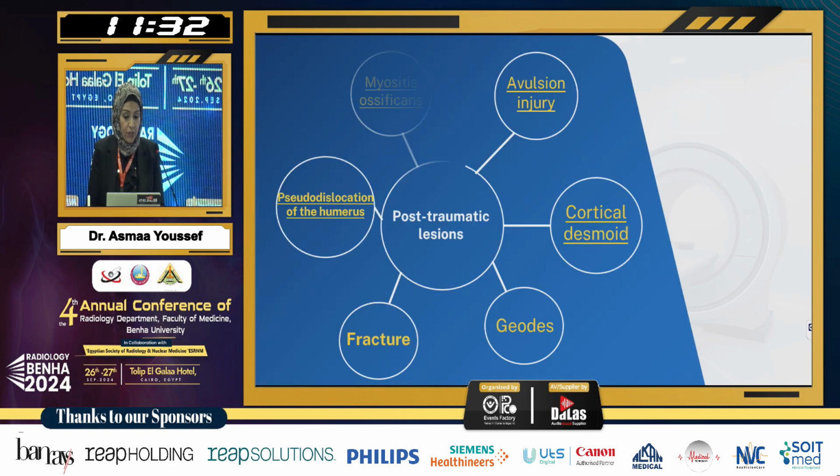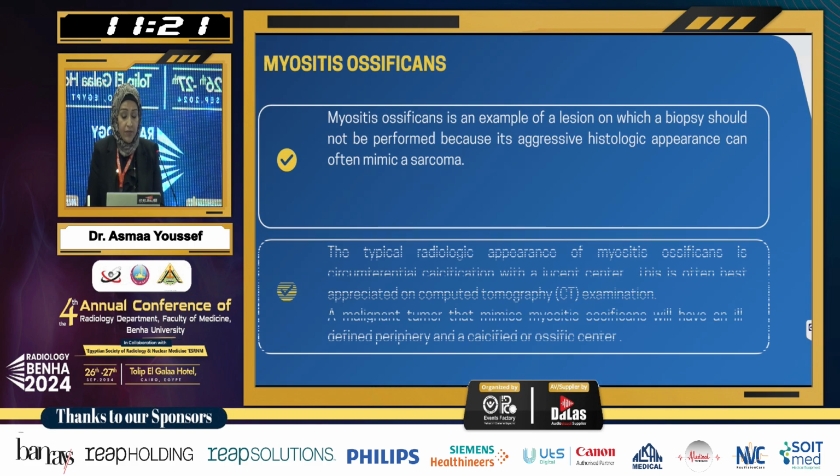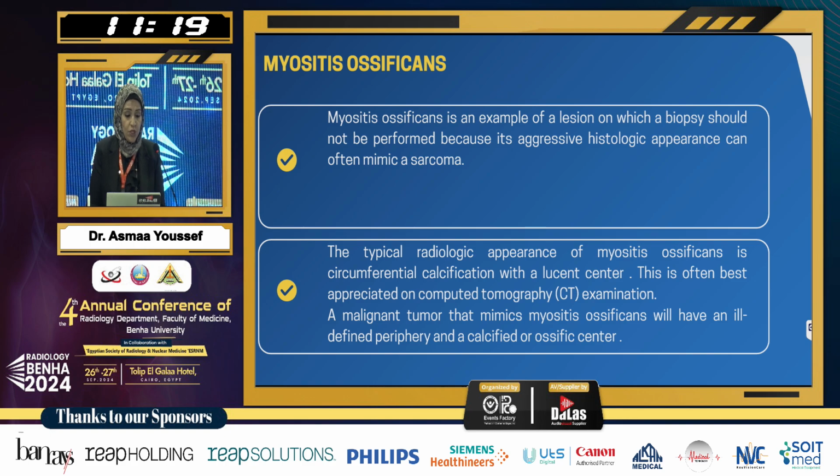A second partition in our literature is post-traumatic lesions, which are like myositis ossificans, avulsion injury, cortical desmoid, stress fracture, and pseudodislocation of the humerus. Myositis ossificans is an example of a lesion in which biopsy shouldn't be performed because its aggressive histologic appearance can mimic a sarcoma. The typical radiologic appearance of myositis ossificans is circumferential calcification with a lucent center.